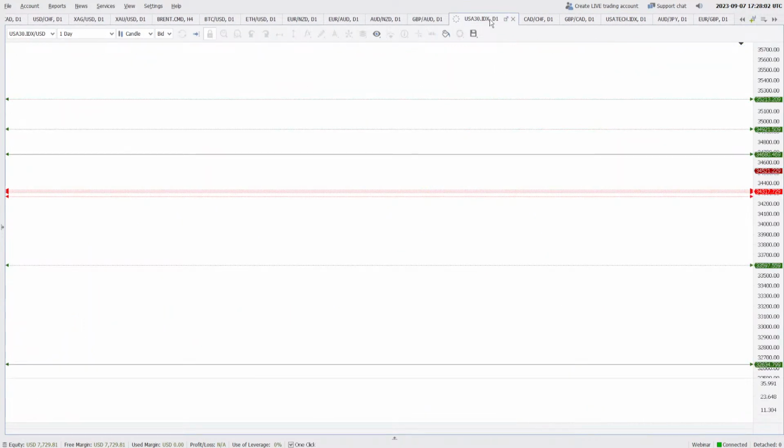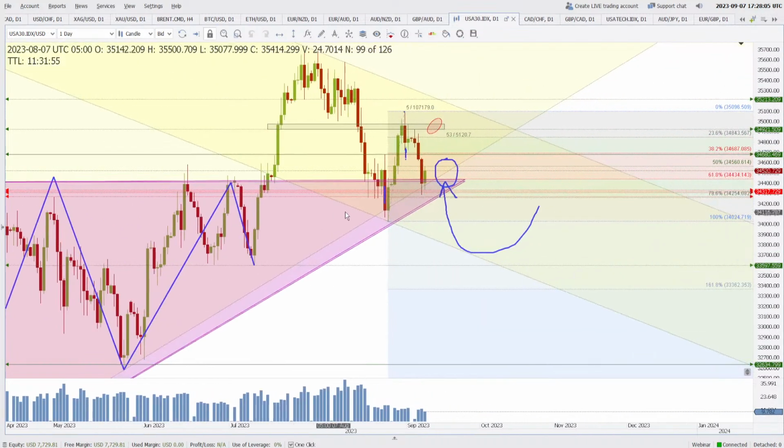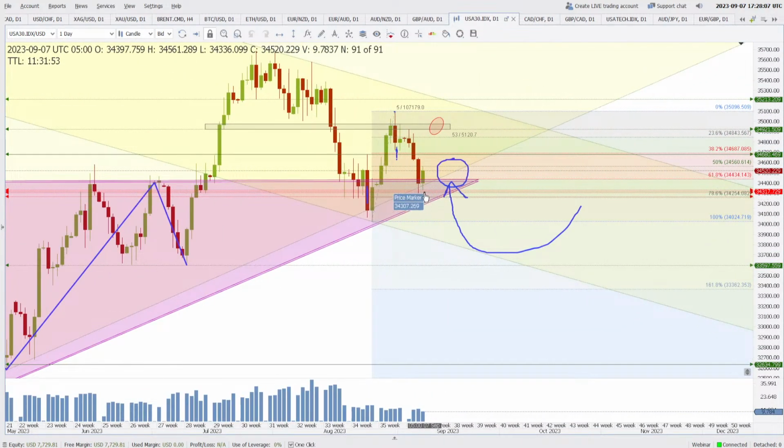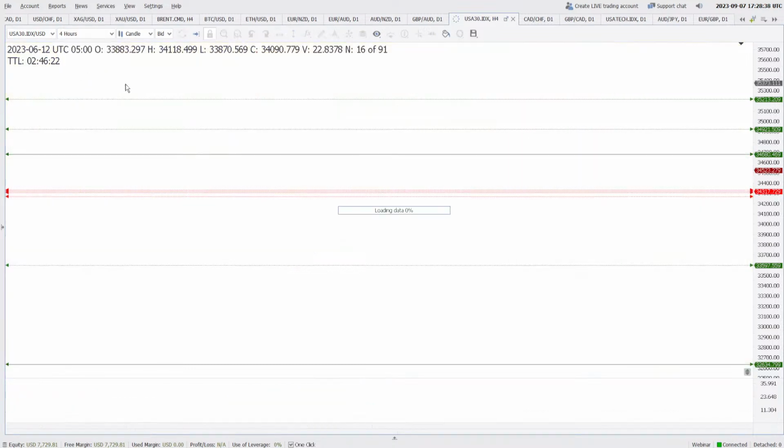USA 30, people call it Dow Jones with love. And this up move here is being rejected at 50%. Now this up move was actually supposed to be bought back at 50%, but it was not bought back, and the price closed even below 61.8%. And now finally, when the price is rising, 50% is rejecting that price action. 50% is rejecting that idea of going up.